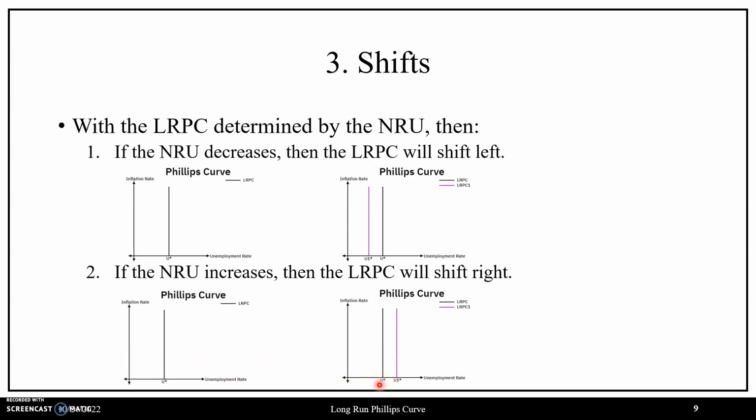So in terms of our model, this would be going from U star to U star 1, where U star 1 is greater. And given that the long-run Phillips curve is determined by the natural rate of unemployment, this then means the long-run Phillips curve shifting to the right from long-run Phillips curve to long-run Phillips curve 1 in purple.